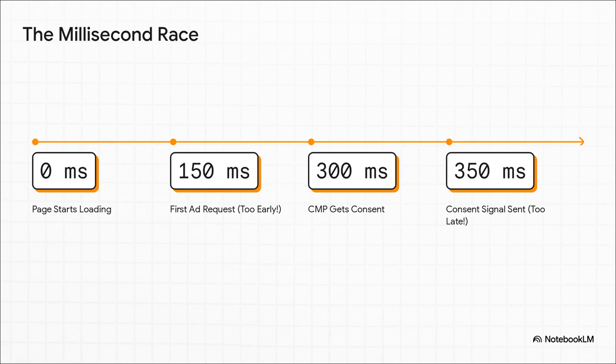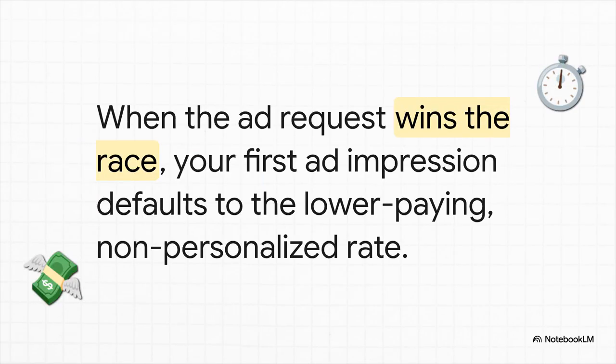This really paints the picture, doesn't it? Okay, so the page starts loading and boom, almost instantly, that first ad request is fired off. But look, your consent management platform, the CMP, doesn't actually get the user's okay until after that ad call has already gone out the door. The consent signal arrives too late to the party. And that's the bottom line right there. When the ad request wins this little millisecond race, you automatically get paid the lower, non-personalized rate for that super valuable first impression. You are literally leaving money on the table, and you probably don't even know it's happening.